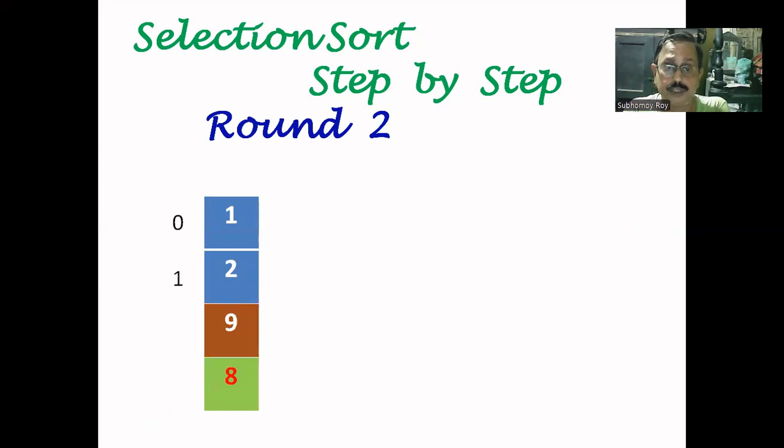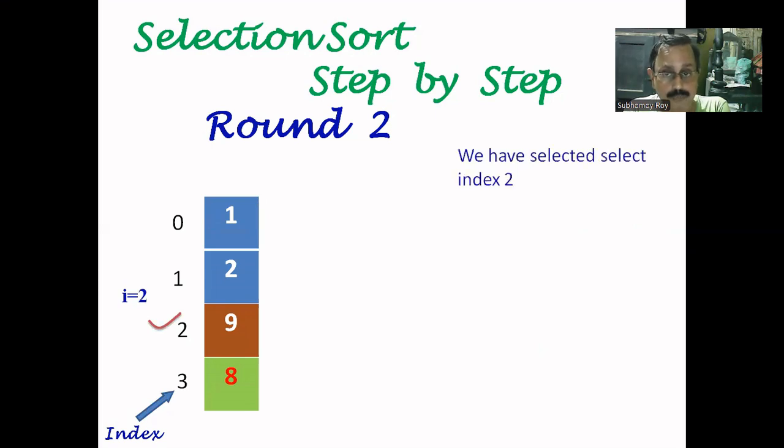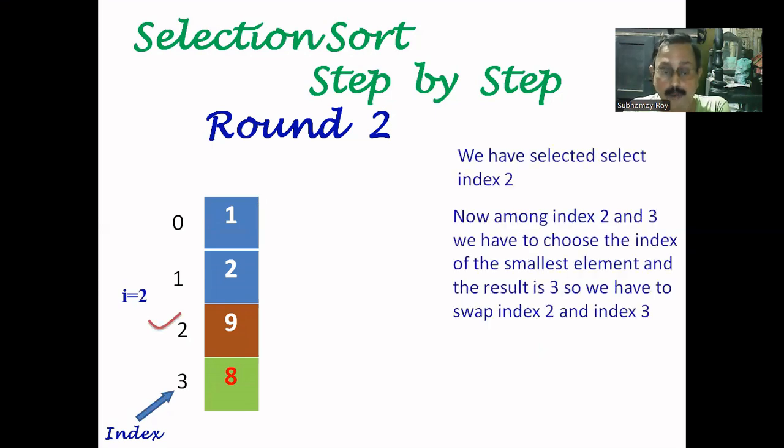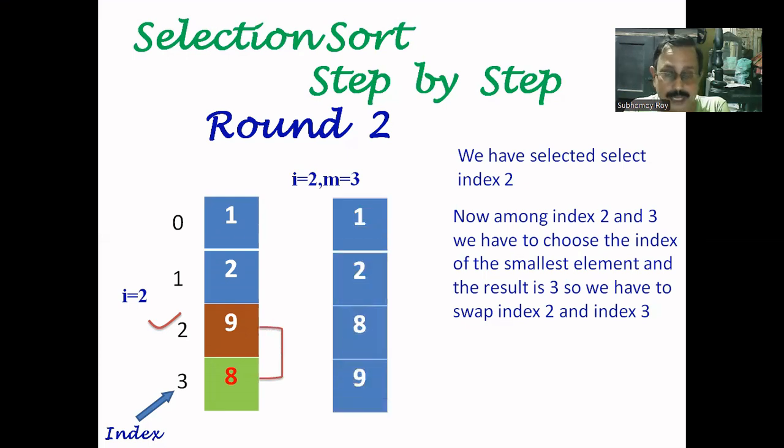Since the value of I is 2, we have to select index 2 and start. Index 2 is selected. Why? Value of I is 2. We have selected index 2. So among the unsorted part, means index 2 and index 3, which one is the smallest element? 8. What is the index of it? 3. Now, I is 2, index is 3. They are not the same. We have to interchange 2 and 3. So let us swap index 2 and index 3.